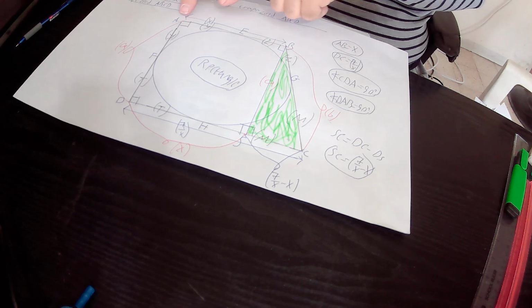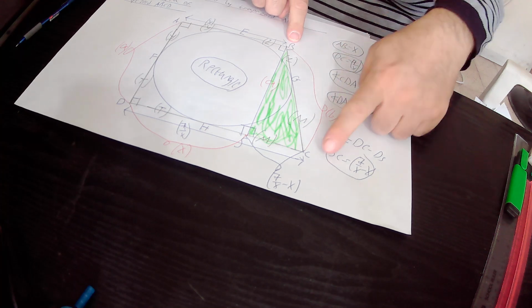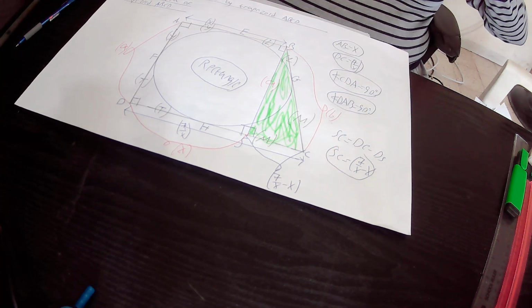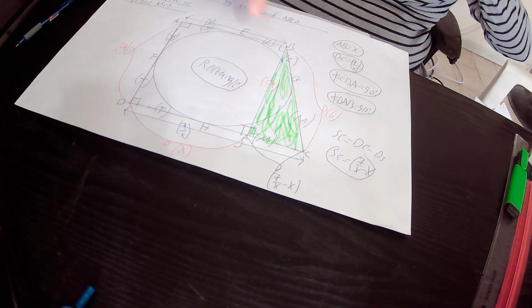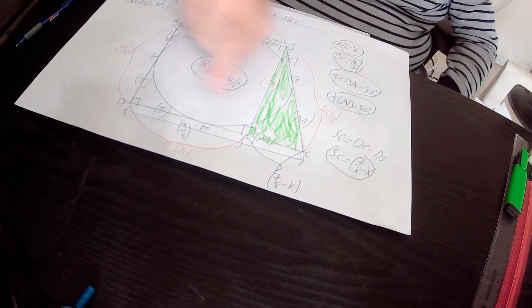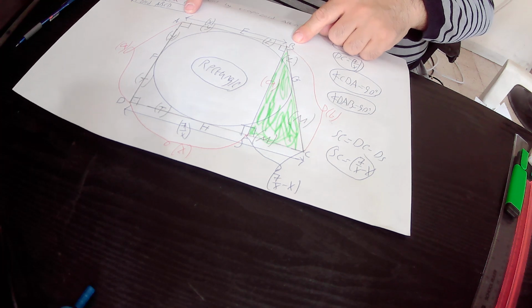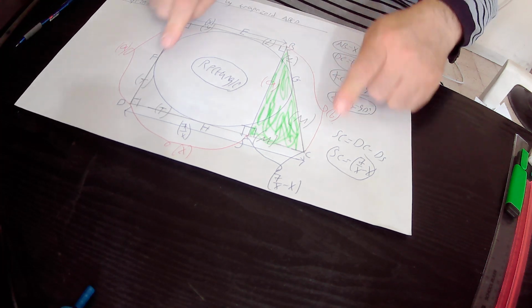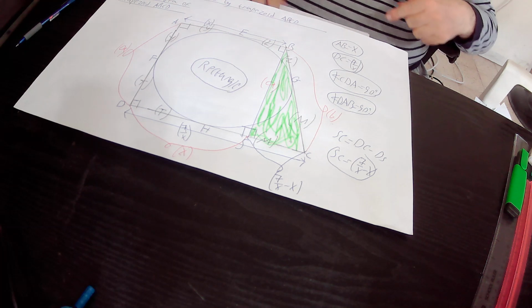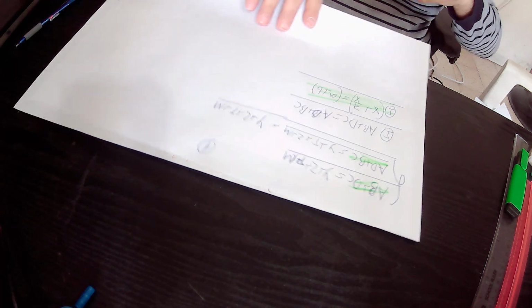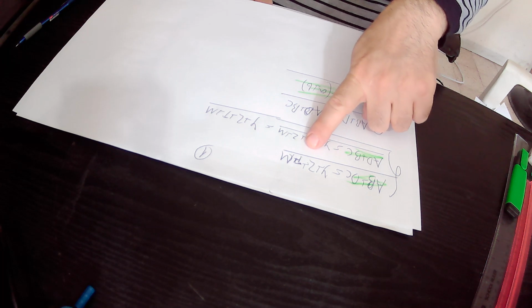In the next step, we define side AD as A and side BC as B. So, what is the value of AB plus DC? AB equals Y plus Z, DC equals T plus M. So, in total, AB plus DC equals Y plus Z plus T plus M.